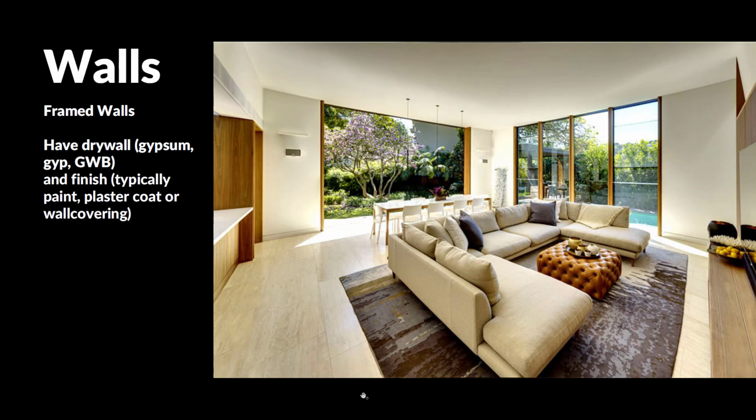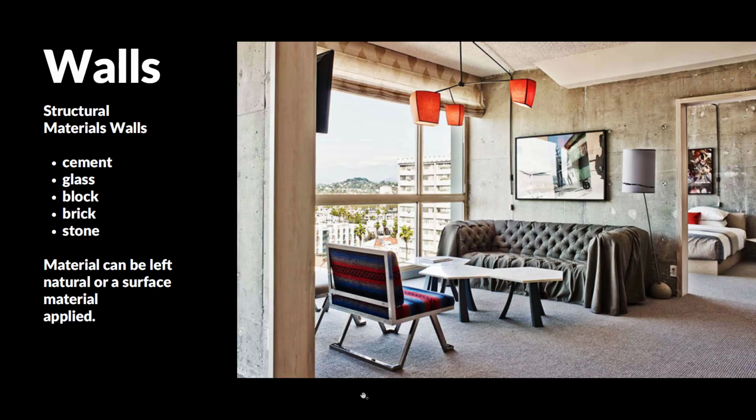On top of this, then we typically finish with paint or plaster, wall covering, something like that. But this should look pretty familiar to you in terms of a finish that's on the inside of a residential building. We can, of course, have other types of walls.